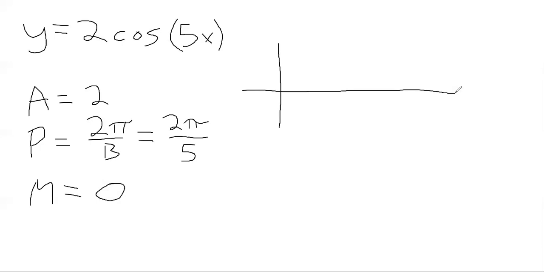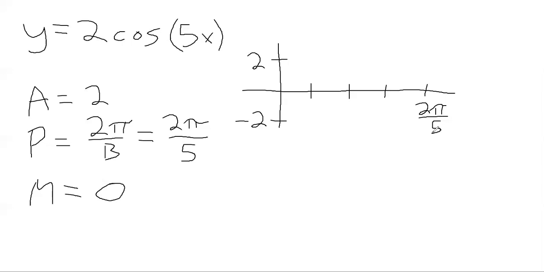My amplitude is 2, so I can locate my maximum and my minimum. My maximum will just be a positive 2. My minimum will be negative 2, because that is 2 units up and 2 units down from where the midline is. With cosine, we want to split this up into 4 sections along the x-axis to represent those 4 quadrants. The fourth one being the end of the period. So I'm going to go ahead and label this last one here as 2 pi over 5.